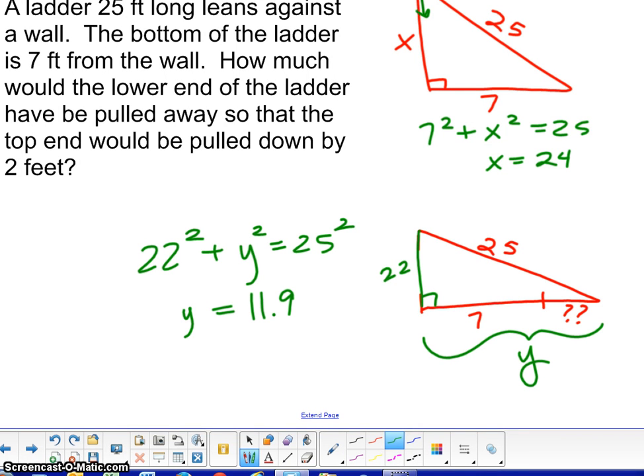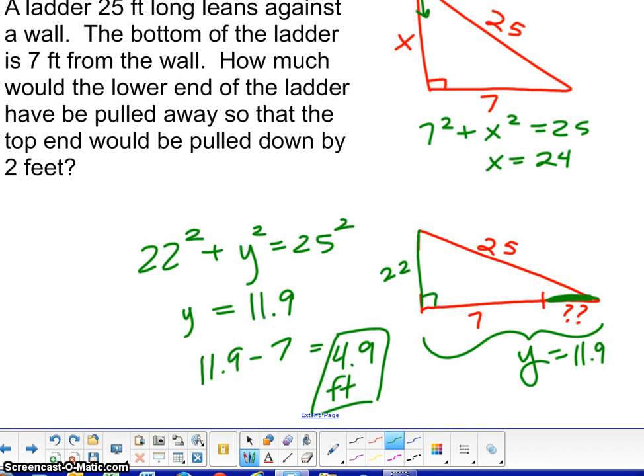And then if the whole thing is 11.9, then we know this distance right here, you can just subtract 11.9 minus 7. And you end up with 4.9 feet that the lower end of the ladder would be moving. Okay, so that's this distance right here.